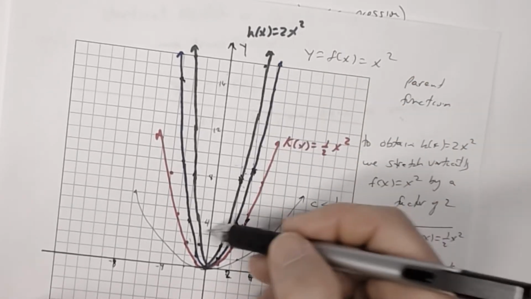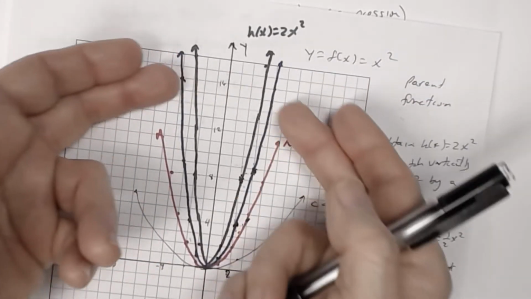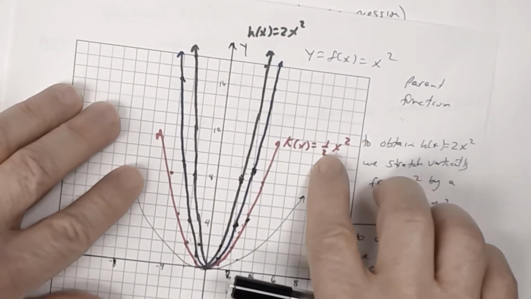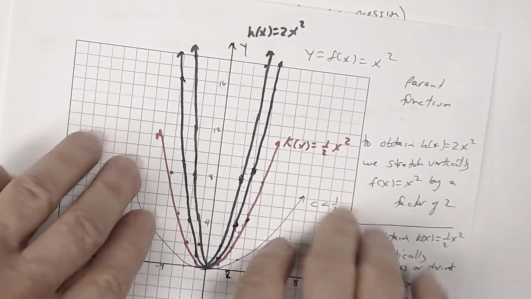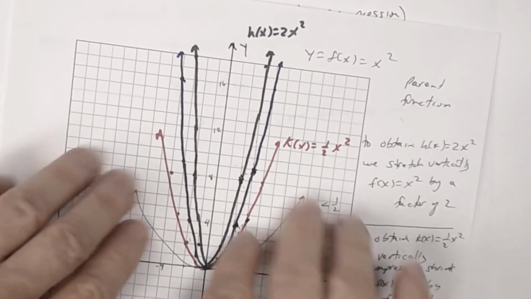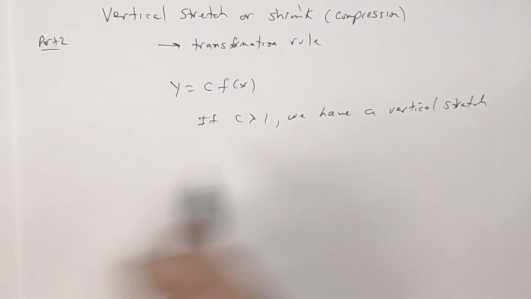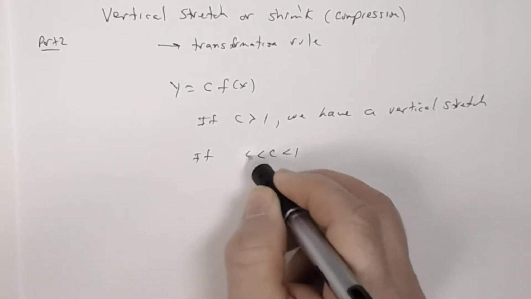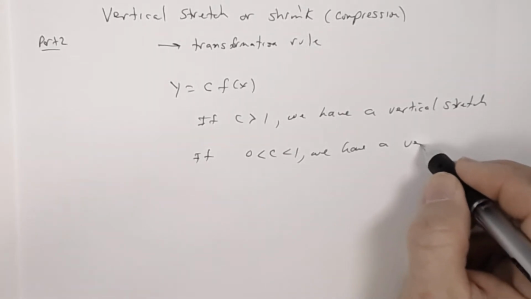Whenever c gets bigger and bigger, your graph becomes narrower, so it goes toward the y-axis. Then we saw that if c was less than 1, like 1/2, but still positive, it became kind of bigger, so to speak. It moved away from the y-axis toward the x-axis. That's what we talked about in part 1. If c is greater than 1, we have a vertical stretch. If c is less than 1 but still positive, we have a vertical compression or shrink.